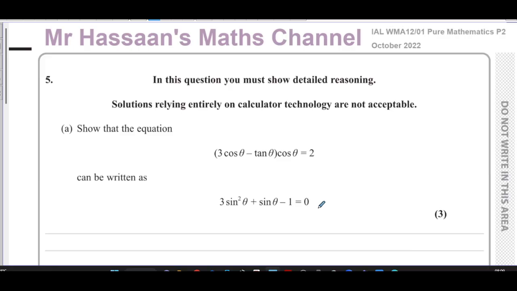So when we look at this, the first thing I can imagine we can do is expand the brackets. We've got 3 cosine theta times cosine theta, that will give us 3 times cosine squared theta. And we've got minus tan theta times cosine theta, and that's equal to 2.